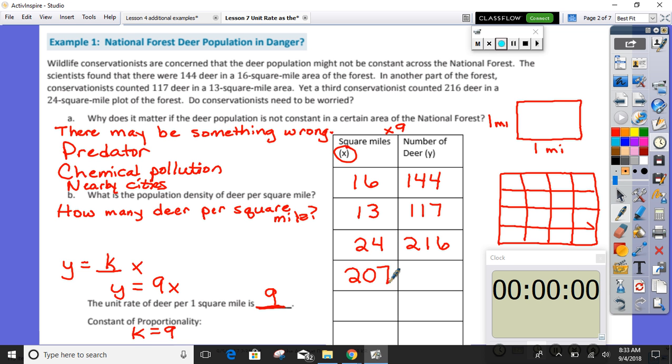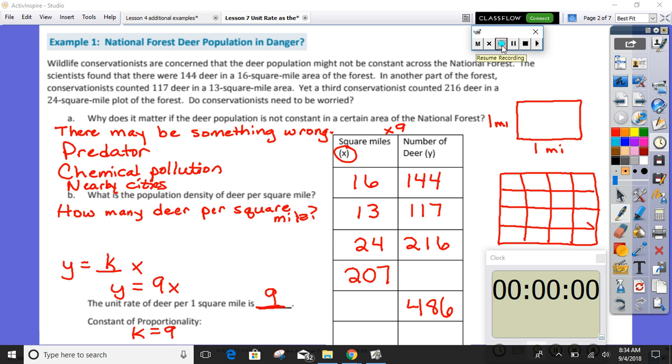So I will give you just about a minute to find the answer to that if you have not done so already. And then part D asks, use the unit rate to determine the number of square miles in which you would find 486 deer. So if the number over here was 486, what would X be?